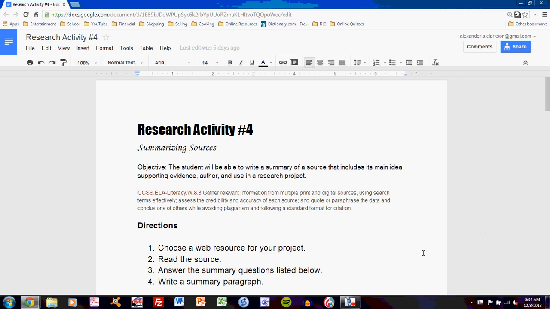So let's go. First of all, your objective is to write a summary of a source that includes its main idea, supporting evidence, author, and use in a research project.